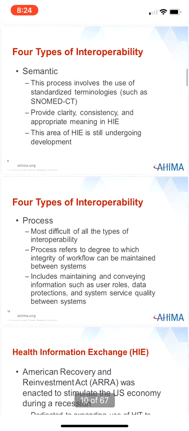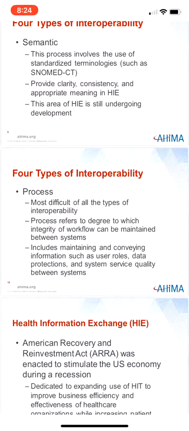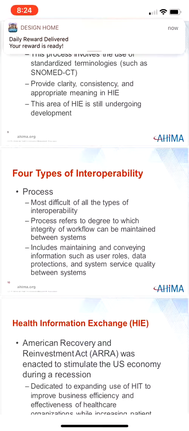And then our last is process interoperability. This is the most difficult of all types of interoperability. Process refers to the degree to which the integrity of workflow can be maintained between systems and includes maintaining and conveying information such as user roles, data protection, and system service quality between systems.